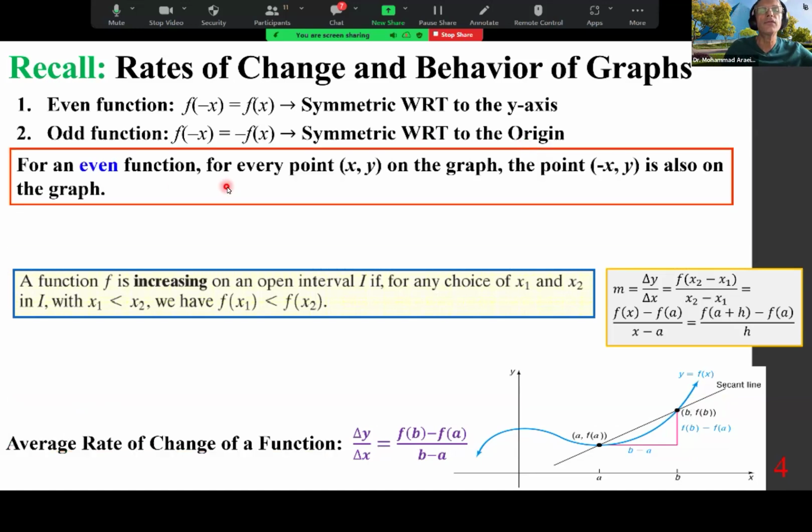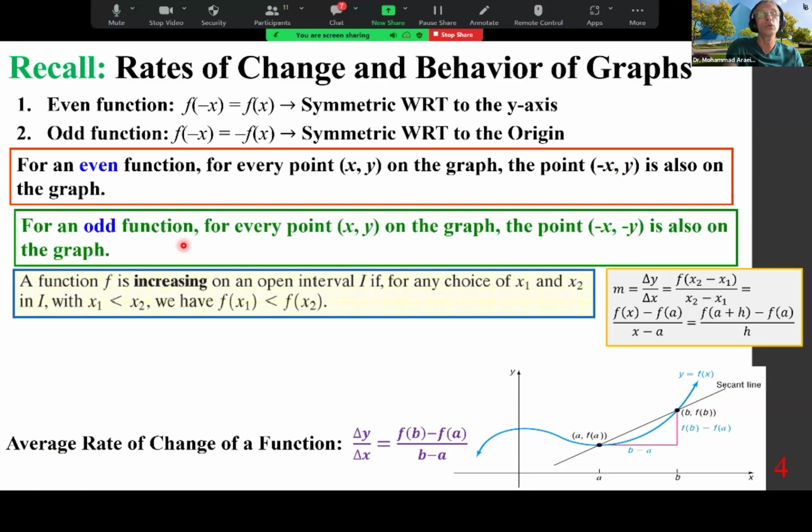For an even function, for every point x comma y on the graph, the point minus x comma y is also on the graph. For an odd function, for every point x, y on the graph, the point minus x and minus y is also on the graph.